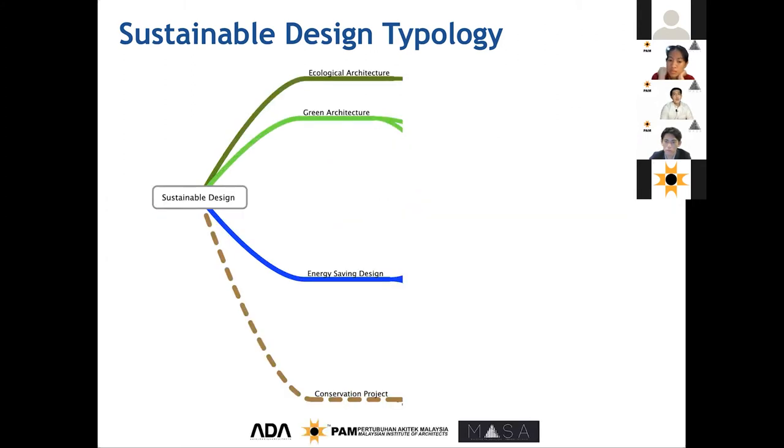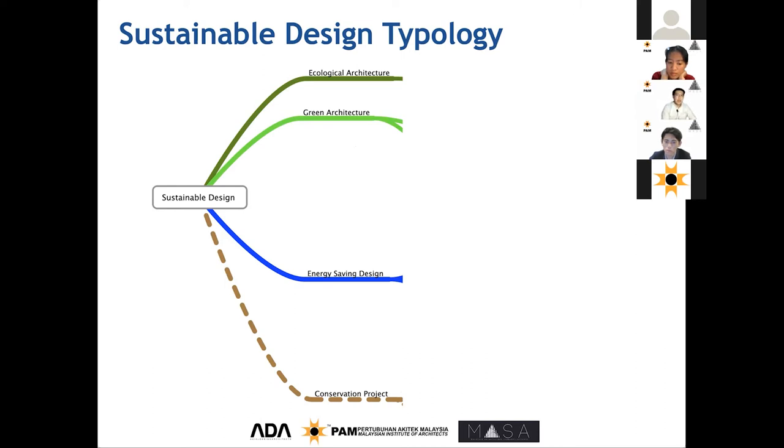So what I found is that I try to organize it into four different streams. The first one is ecology architecture. The second one is green architecture. The third one is energy saving design. The fourth one is conservation projects, because conservation is also part of sustainable design.